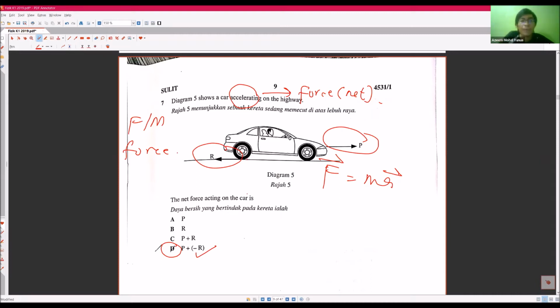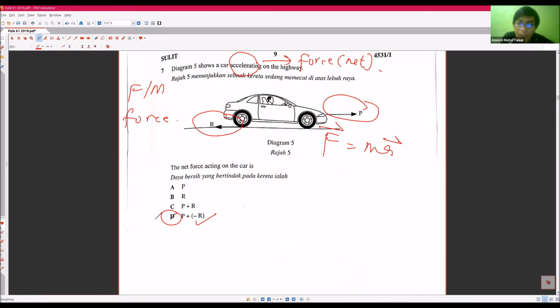And how do I know that it is P minus R, not P plus R or something else? Because P is in the positive direction to the right and R is in the negative direction to the left. So we have to deduct the force, and the net force is actually in the direction of P as well as the acceleration.